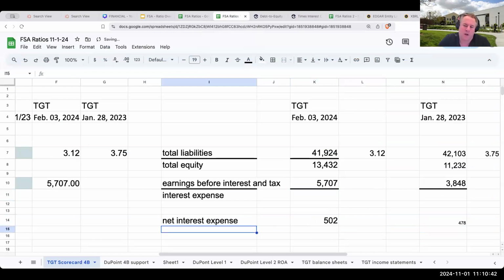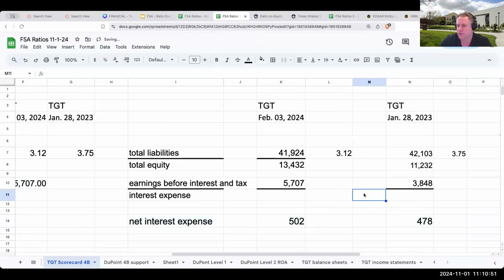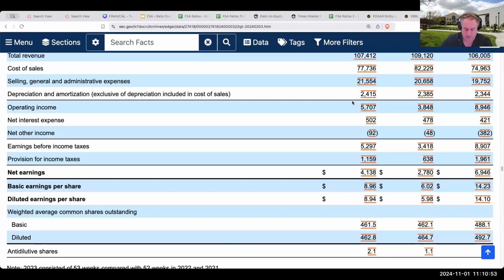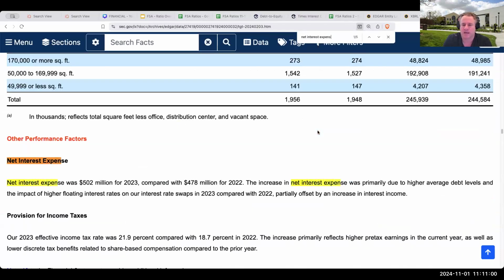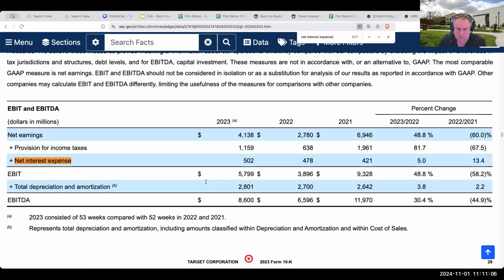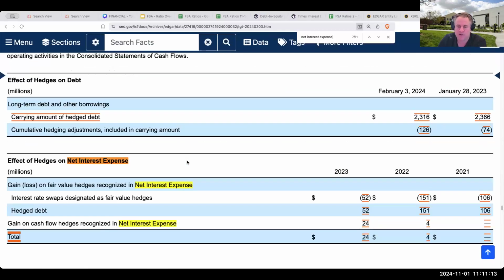Okay, so what I want to do is figure out what is the real amount of the interest expense. What did they include in these numbers that may be throwing things off? So I'm going to do a control find, net interest expense. It says 502 compared with 478. I'm just doing a search here.